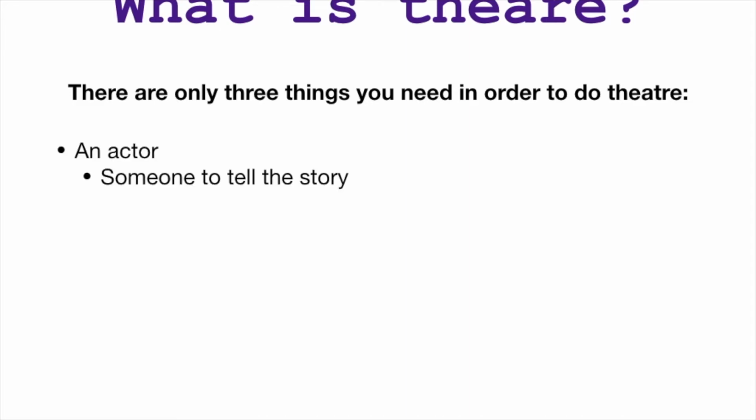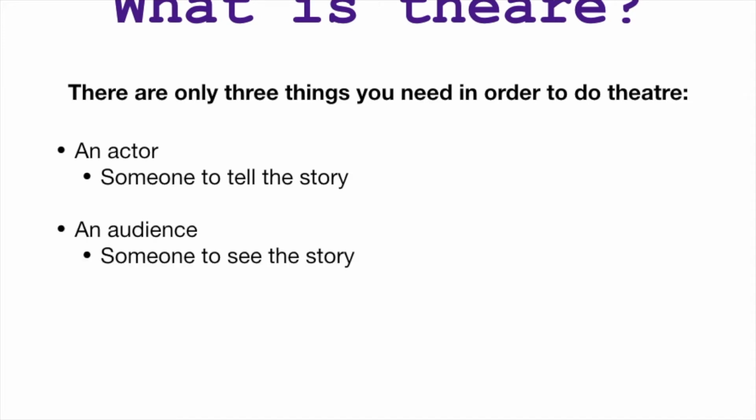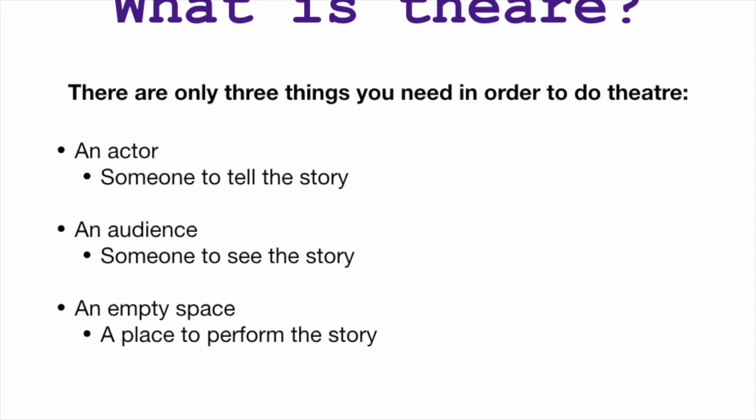So first, you need an actor, someone to tell the story. Second, you need an audience, someone to see the story. And then lastly, you need an empty space, a place to perform the story. And we call it an empty space because the majority of the time when you are watching theater, you are in a building called a theater, sitting in front of a stage watching it there. But there are some times where that is not the case. You can see theater anywhere. You can see it on a street corner or in a park. Sometimes we're forced to watch it on the subway. So there are many different places that you can see theater, and so that's why we just call it an empty space. And so the only three things that you need in order to do theater are an actor, an audience, and an empty space.